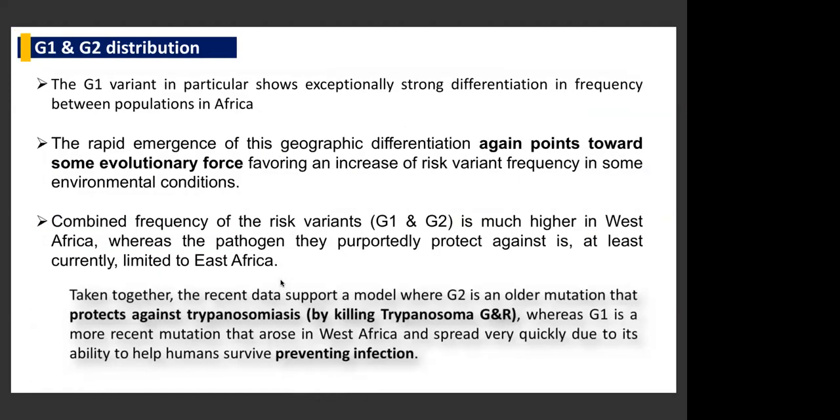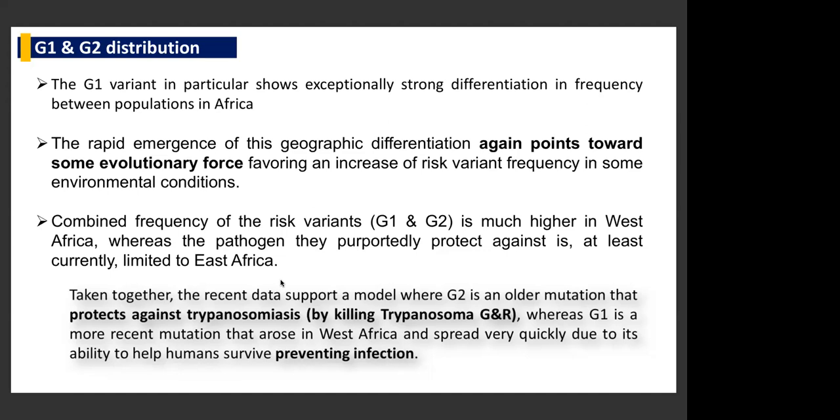So if we talk about the G1, G2 distribution, the G1 variant in particular shows exceptionally strong differentiation in frequency between populations in Africa. The rapid emergence of geographical differentiation again points towards some evolutionary forces driving an increase of risk variant frequency in some environmental conditions. The combined frequency of risk variants G1 and G2 is much higher in West Africa, where the pathogen they protect against is at least currently limited to East Africa.